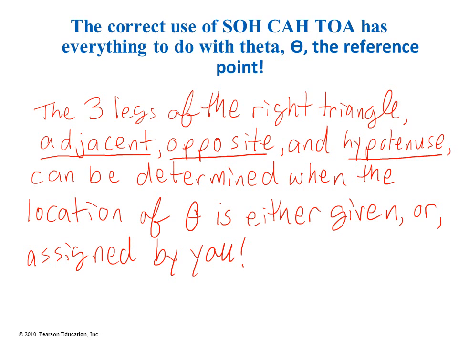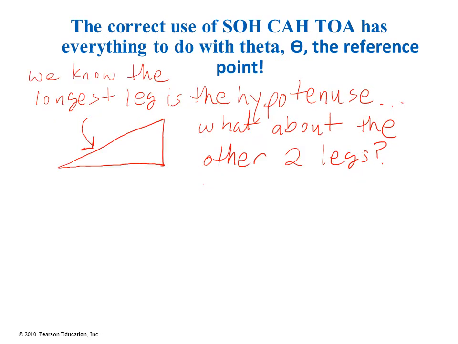It's not a triangles class here. But we are going to use this tool to figure out different things that are happening physically and different events. So that's what we call a physics class. Different events are occurring physically, and we'll use this tool. Let's start using it. So anyways, we know that the longest leg is the hypotenuse. What about the other two legs?